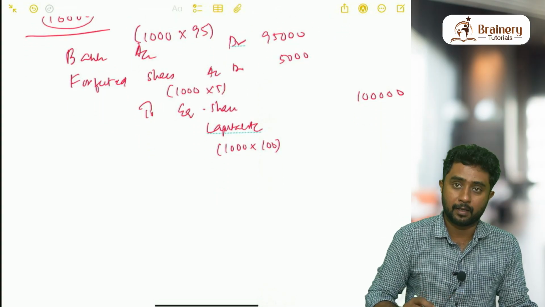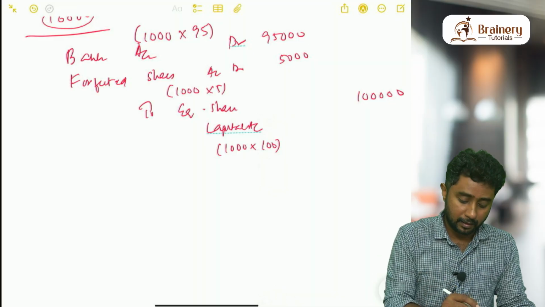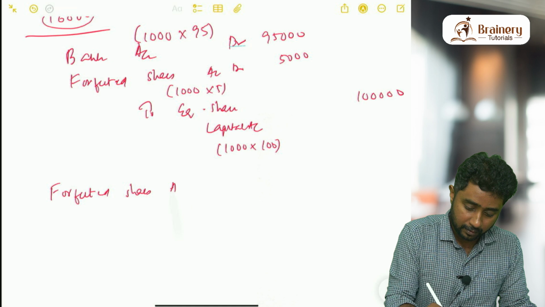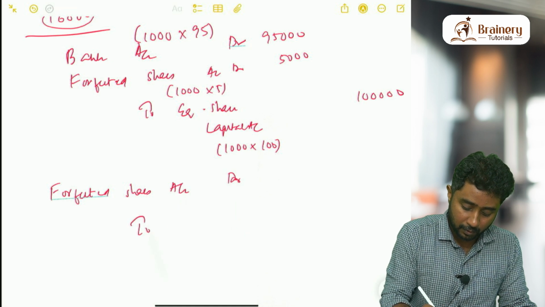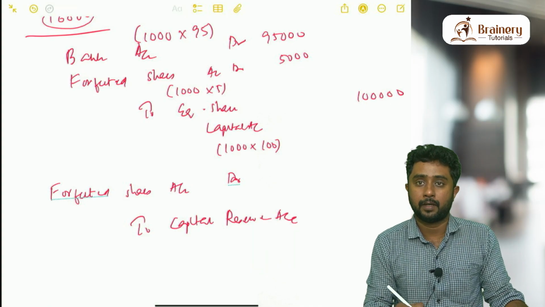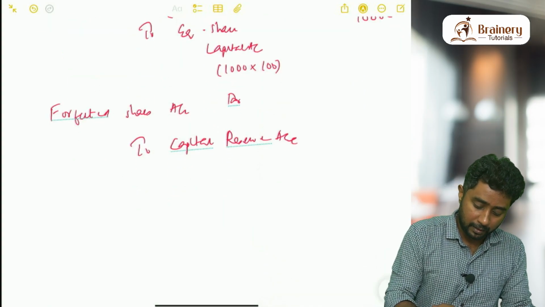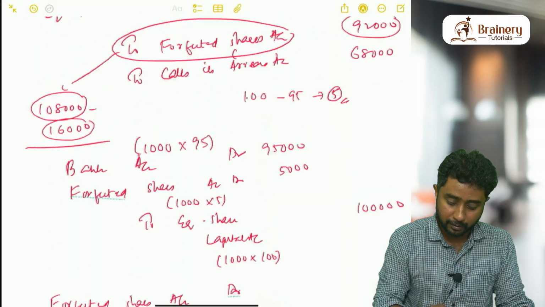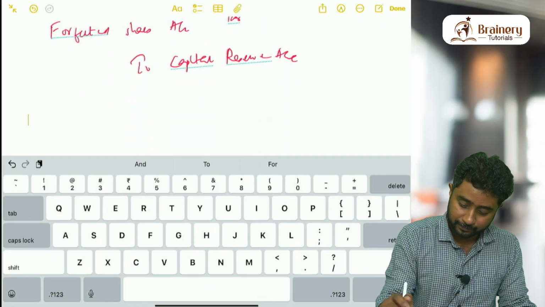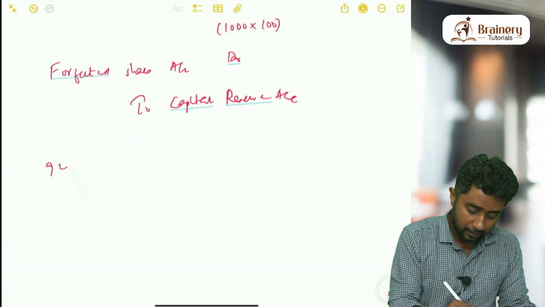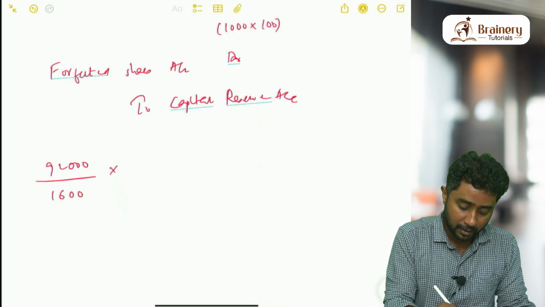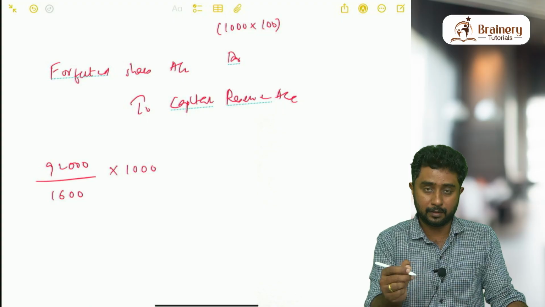Next, obviously we are not done yet with the sum. Last entry is there. That means we have to transfer the money from forfeited shares account debit to capital reserve account. How to find out the amount? We need to calculate the amount like this. Totally how much money we have kept in forfeited shares account? 92,000 while cancelling. So 92,000 divided by number of shares that we cancelled, 1600, multiplied by 1000. 1000 is the number of shares reissued.